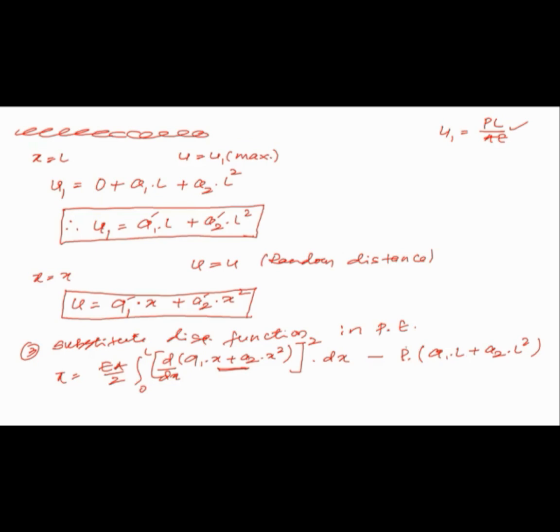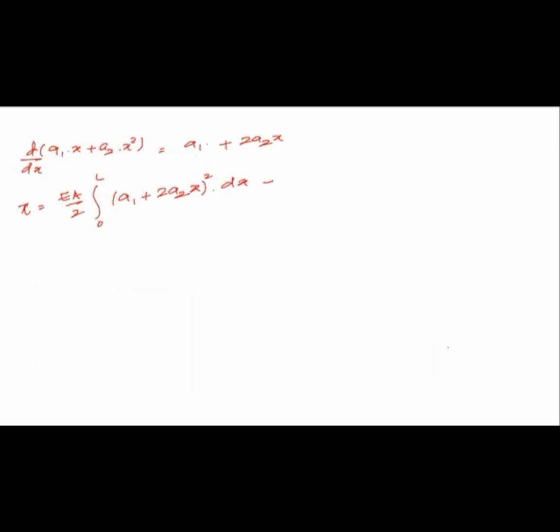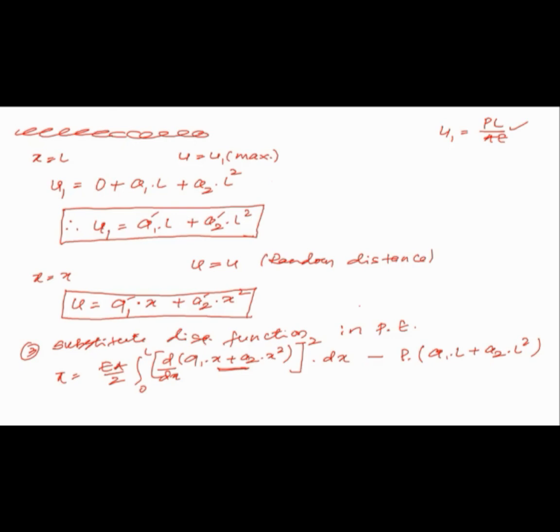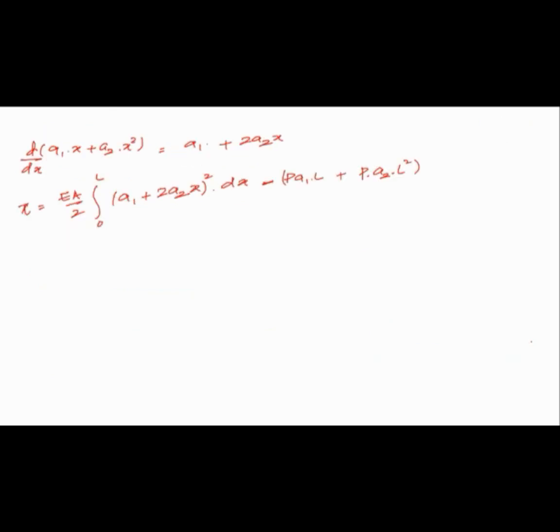Let us take this P inside the bracket. If I take P inside the bracket, what I am going to get is P a1 L plus P a2 L square. I'll put the bracket here, and the negative sign I have taken outside. So when I take that P inside, it is P into a1 into L plus P into a2 into L square.